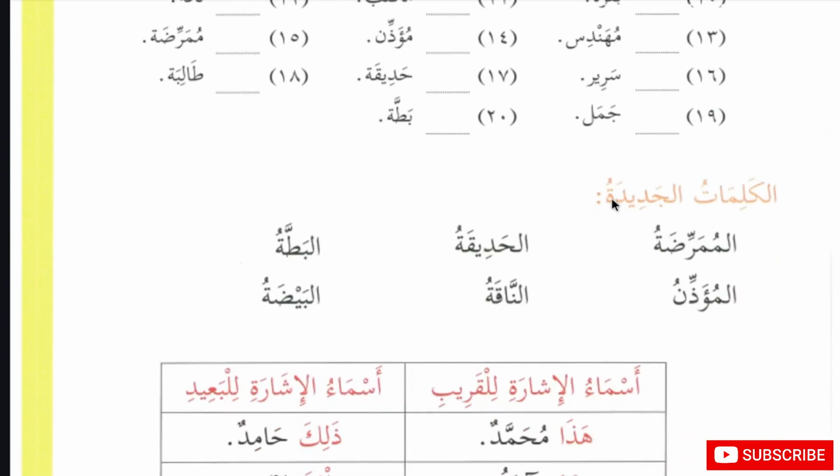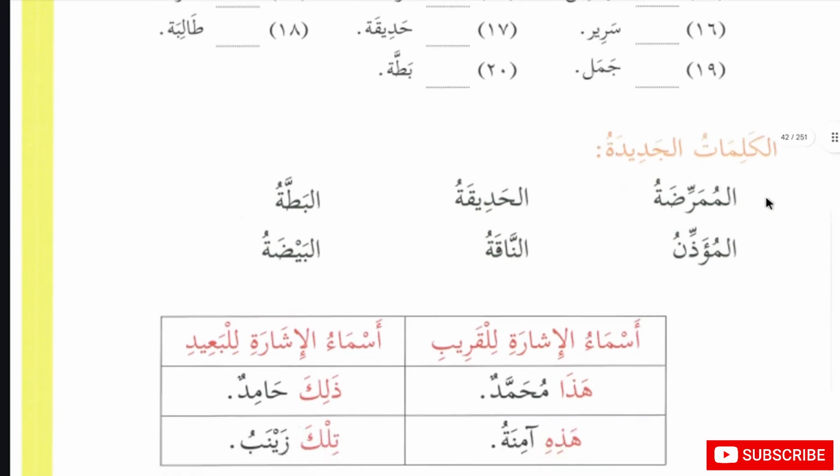الكلمات الجديدة, the new words. الممرضة, female nurse. الحديقة, I believe, is a garden. البطة, duck. المؤذن, the one who gives adhan. الناقة, I believe ناقة is a female camel. البيضة, an egg.